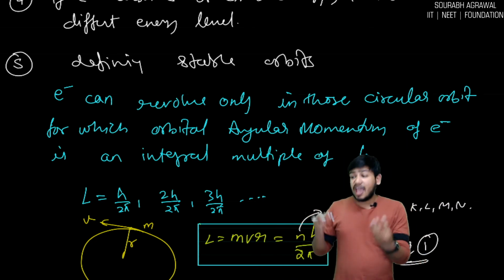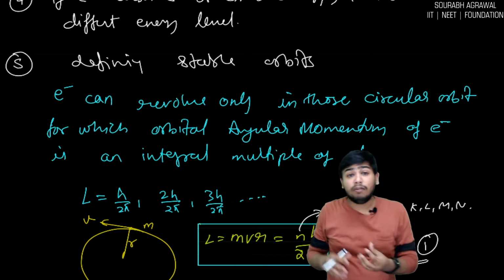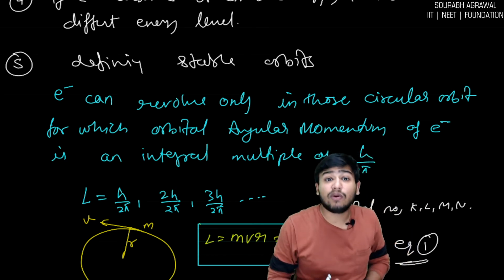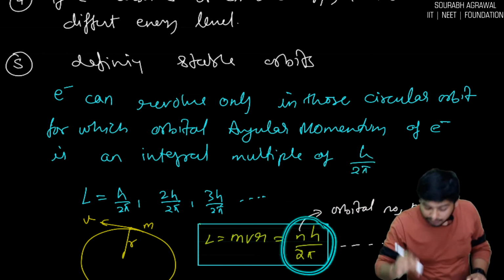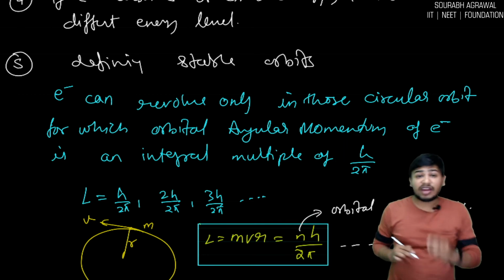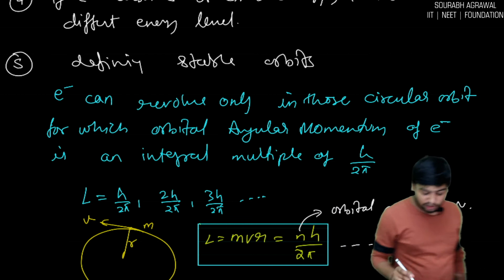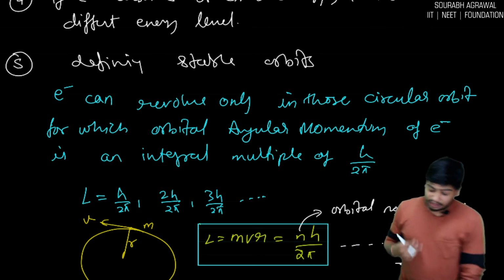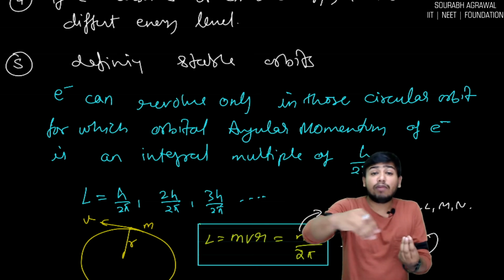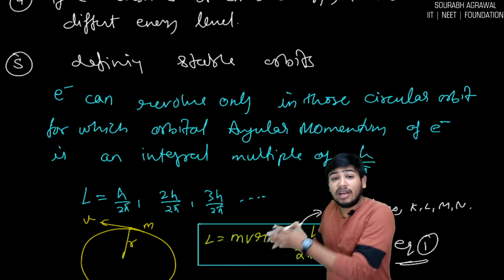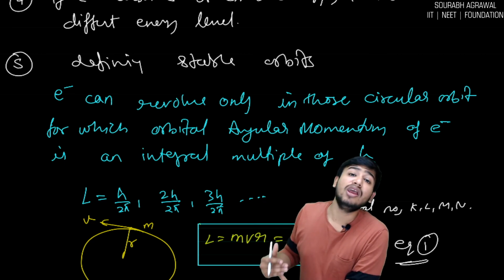He said that the angular orbital momentum of the electron must be equal to an integral multiple of h by 2 pi. Integral multiple of h by 2 pi. Where h is what? Planck's constant. You know that h is Planck's constant. We have already used it. So he said that the angular orbital momentum of the electron is only an integral multiple of h by 2 pi.